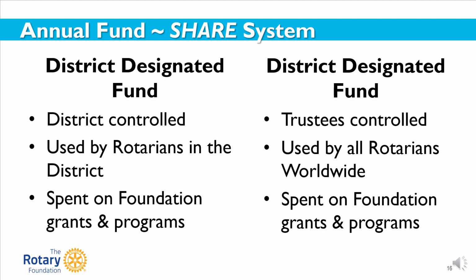After taking 10% to cover administrative expenses, half of your contribution comes back to the district through district designated funds, or what we call DDF. This is money the district uses to help fund your club's local and international projects. The other half goes to the World Fund, which is controlled by the trustees of the Rotary Foundation and is used to fund foundation grants and programs. The World Fund is the source of the funds used to match your global grants.